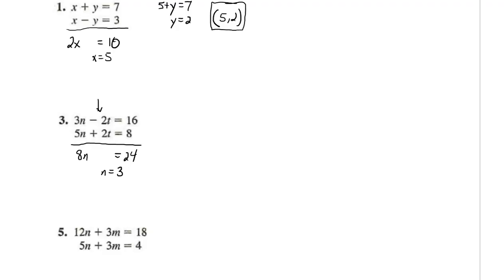Then use substitution. I'm going to use the first equation, where the n is, fill in 3. And solve this equation for t. 3 times 3 is 9. Subtract 9 from both sides. 16 take away 9 makes 7. And so t is equal to negative 7 over 2. In alphabetical order, n is before t, so this is the order of the two numbers.